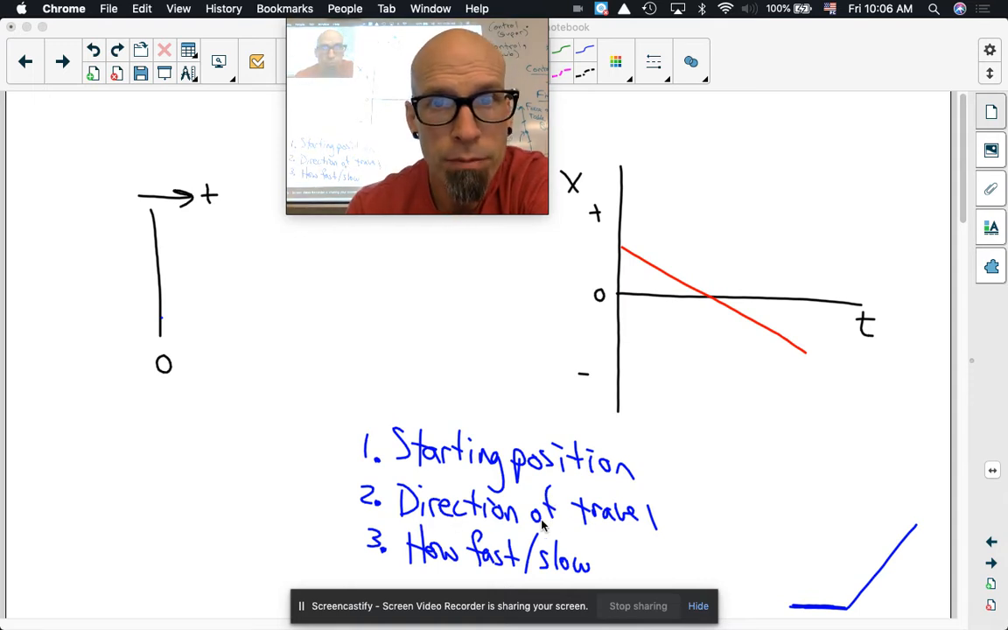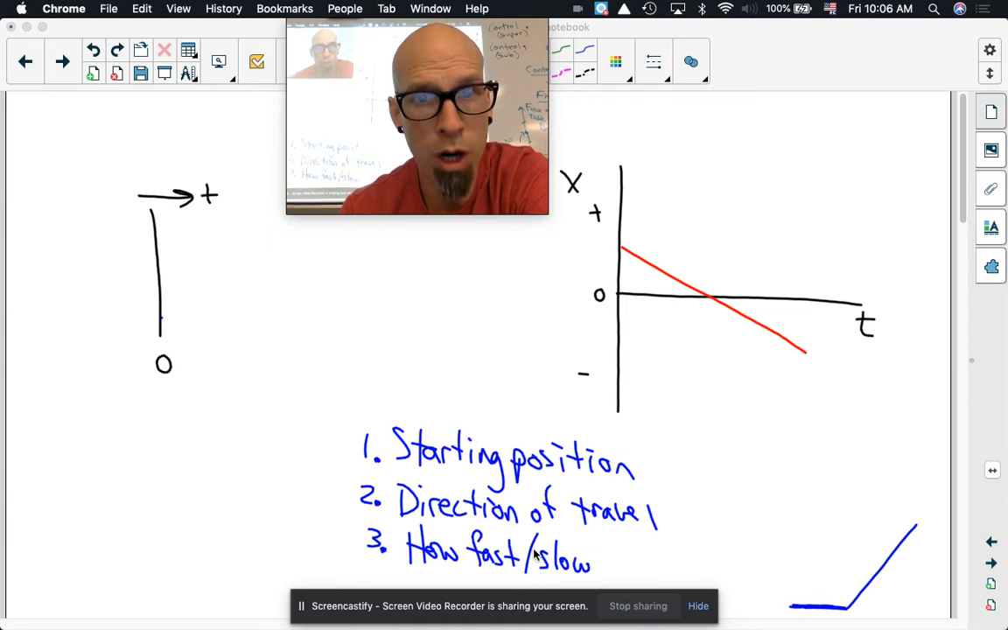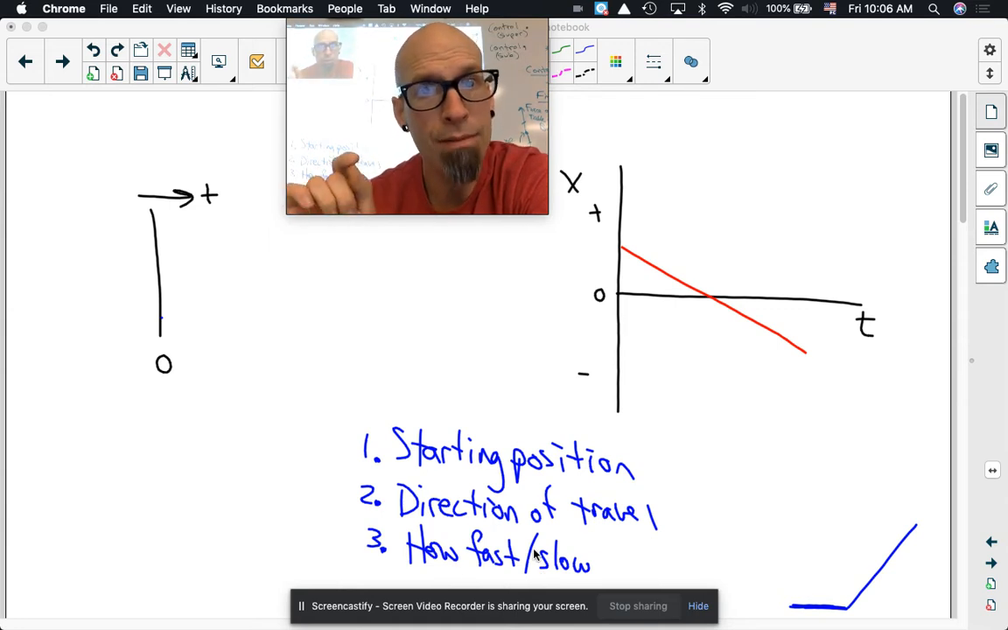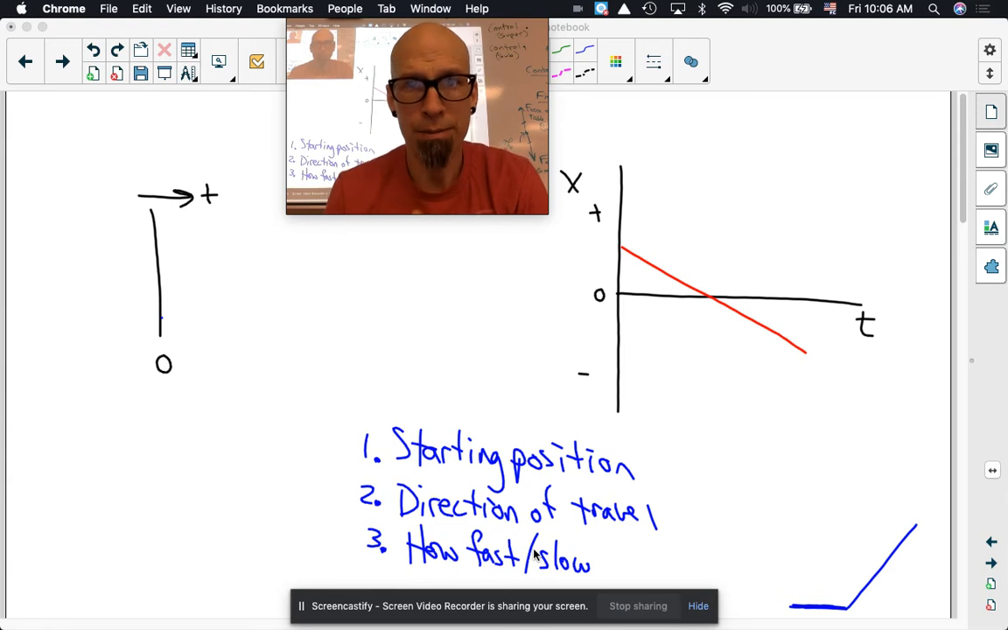direction of travel. So this graph tells us something about which way the object is moving. Hopefully you remember what it is about that line that tells us that. And then the how fast or how slow part, the graph also tells us that. Now, what is it about the line on the graph that tells us that? Again, we need to be able to translate what the graph looks like to what that means for motion.